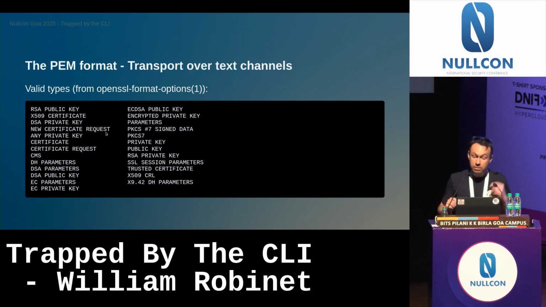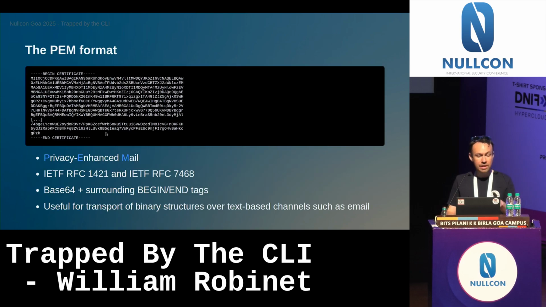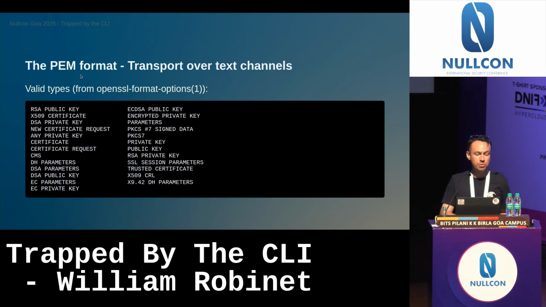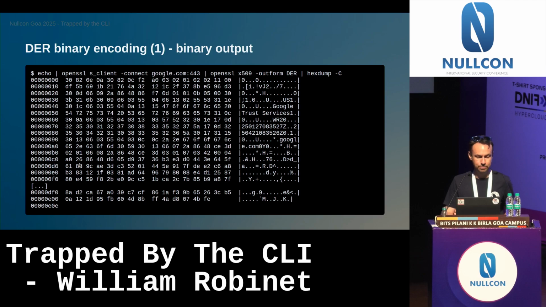So, as we've seen on the previous slide, here we have a certificate, but PEM can be used to transport many more kinds of cryptographic objects. If you go and look into the OpenSSL format options man page, you will see that there are many different kinds of objects you can transport using PEM. For instance, you can transport a certificate, like we did, a certificate request, but also keys, public keys, private keys, and many more parameters that you will use in a cryptographic context.